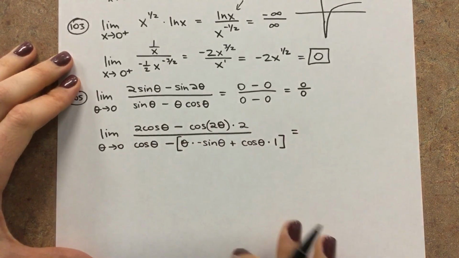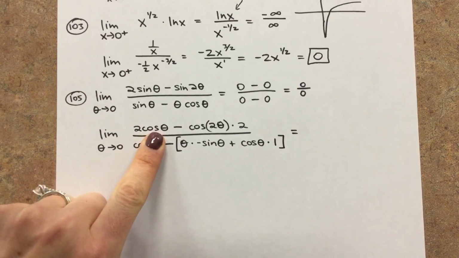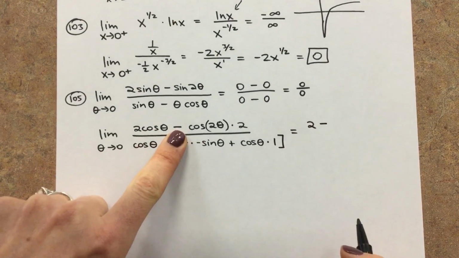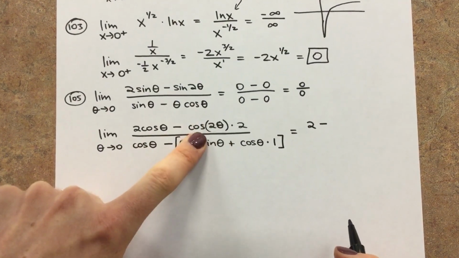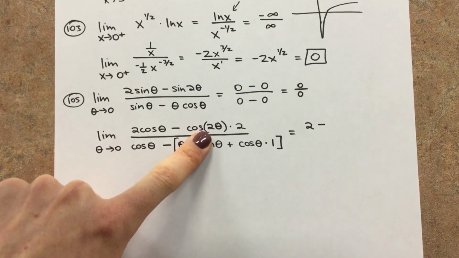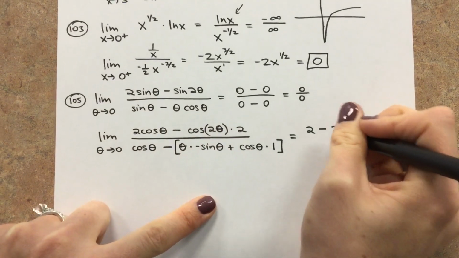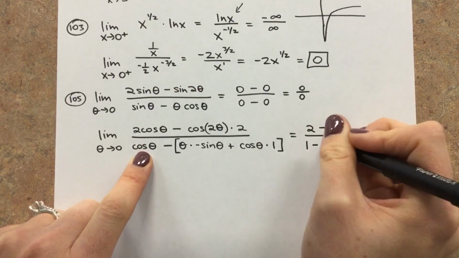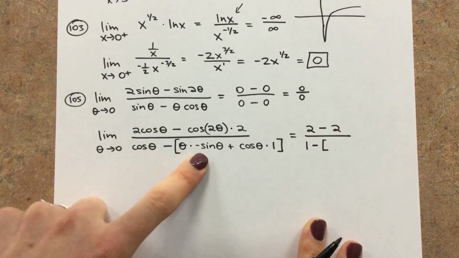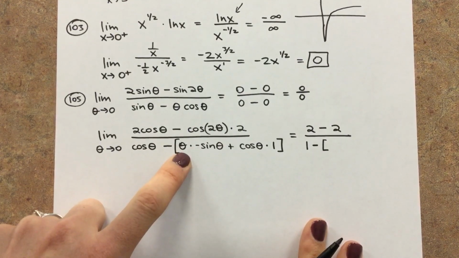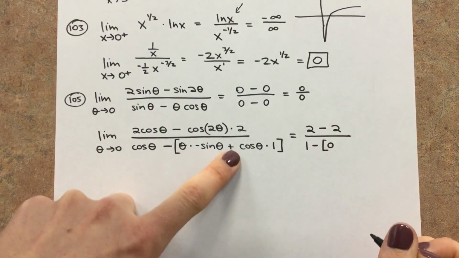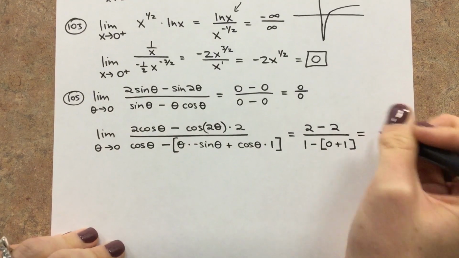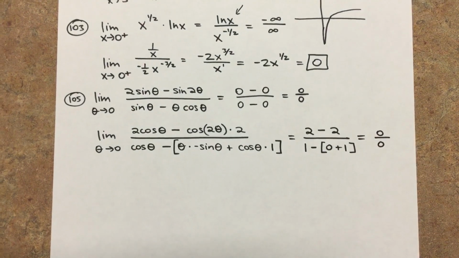Let's try the substitution again. So 2 times the cosine of 0. The cosine of 0 is 1. So that's just a 2. Minus, this is the cosine of 0 again. So cosine of 0 here is 1. We multiply that by 2. Over, and then down here, cosine of 0 is 1. Minus, when we sub all this in, I end up with a 0 right here. And then plus the cosine of 0 is 1. So this, I unfortunately end up with a 0 over 0 again.